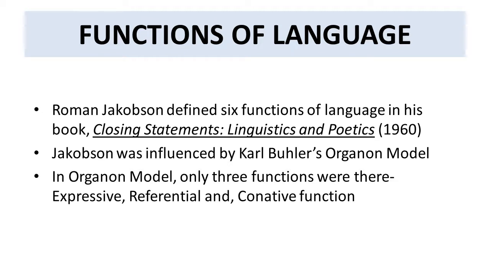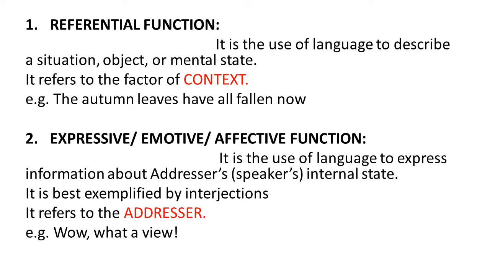But Karl Buhler's model was limited to only three functions, and those were expressive, referential, and cognitive function. What Jakobson did, he added three more functions to it and defined all the six functions. So in this video, we will be dealing with all the six functions in detail. Now let's start with the very first function, and that is referential function.